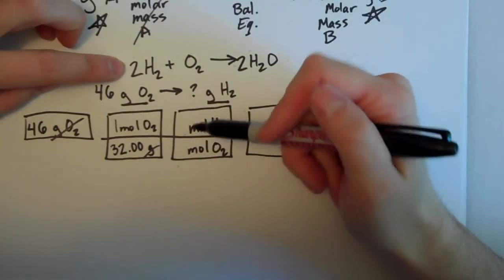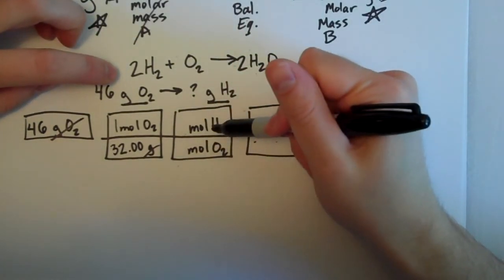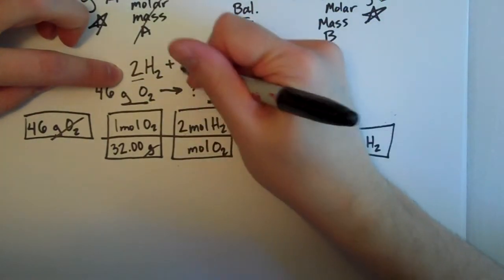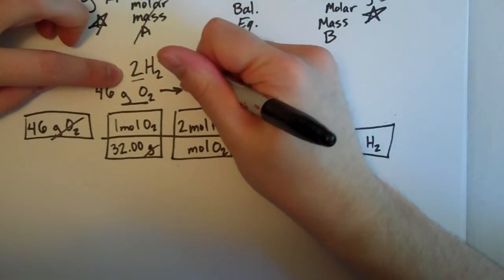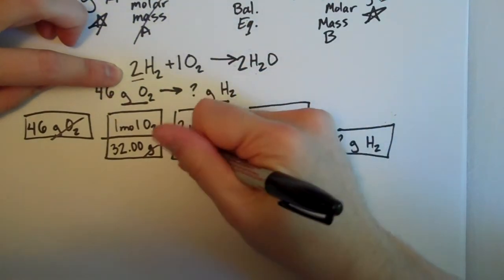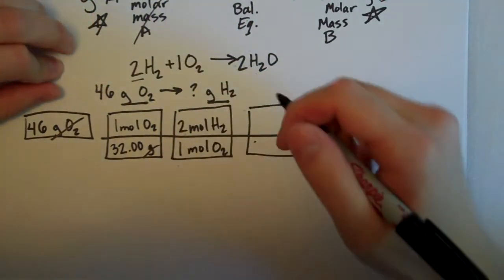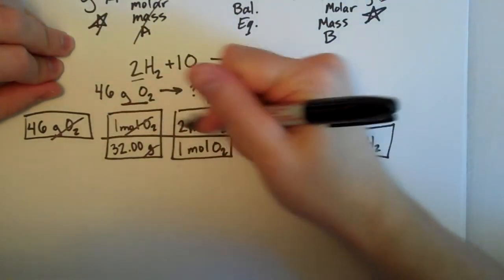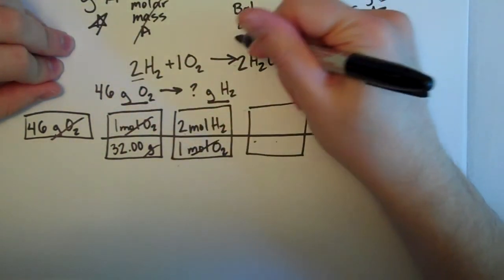Now, what are my coefficients in my balanced equation? Well, in front of the H2, I have a 2. So I better put a 2 there. In front of my O2, there's no number. So remember, if there's no number written, it's a 1. So let's go ahead and put a 1 there. Okay, and then that's my balanced equation domino. You'll notice that moles of O2 cancel.